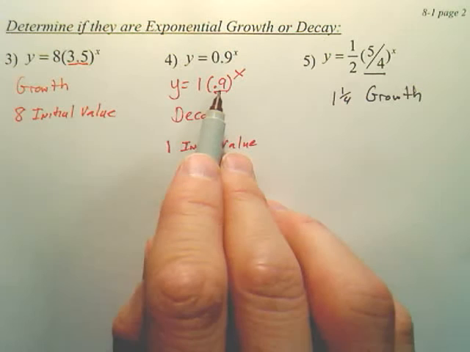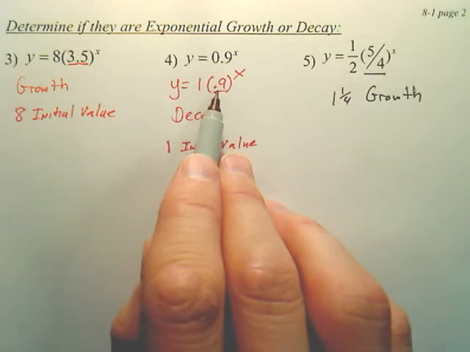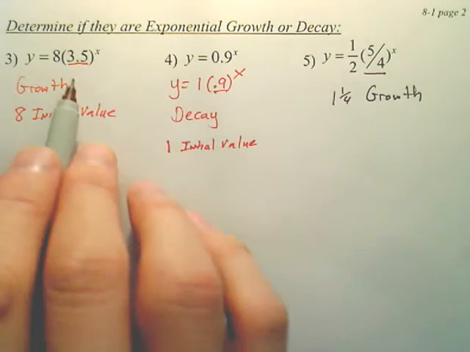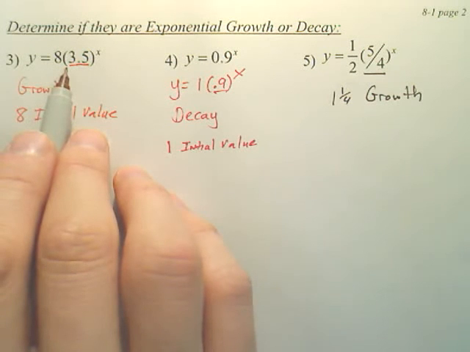For instance, this one has a decay factor of 0.9, but it is shrinking at a rate of 10%, because that is 10% less. That's 0.1 less than 1. This one has a growth factor of 3.5, but it has a rate of increase of 2.5, 250% growth. Okay, that's 250% growth, a huge amount of growth.